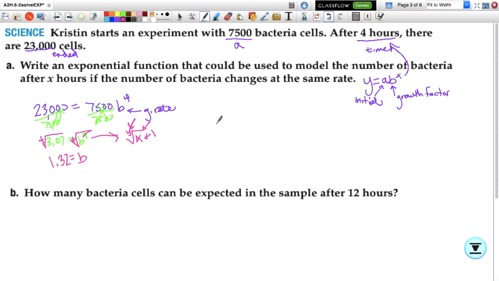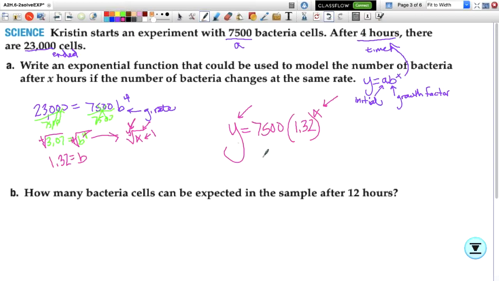So now I'm ready to write my actual equation. To get my actual equation, I am going to keep the y. I'm going to put my initial amount in, which is 7,500. I'm going to put my growth rate, which is 1.32. And then I'm going to raise it to the x power, when x, again, is the amount of time that's passed, specifically in hours, okay? And y is going to be the total bacteria after x amount of hours.